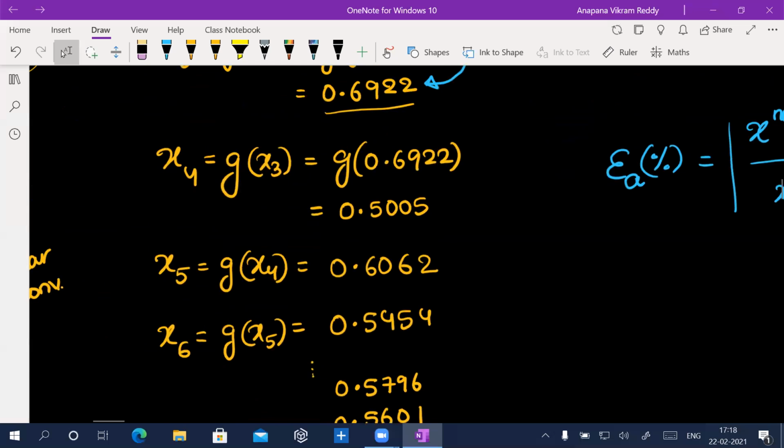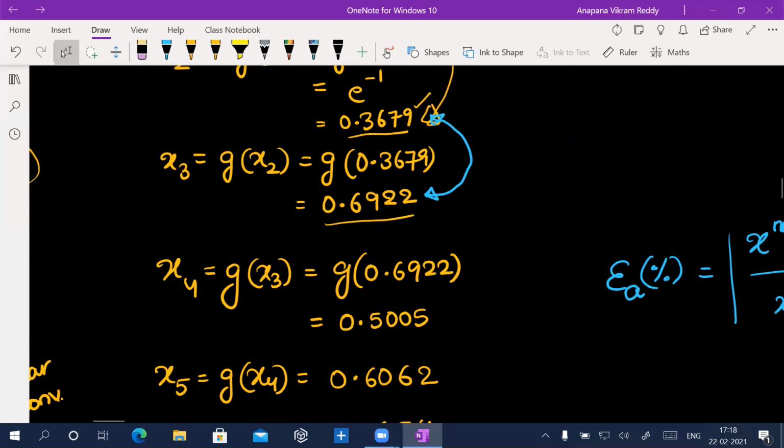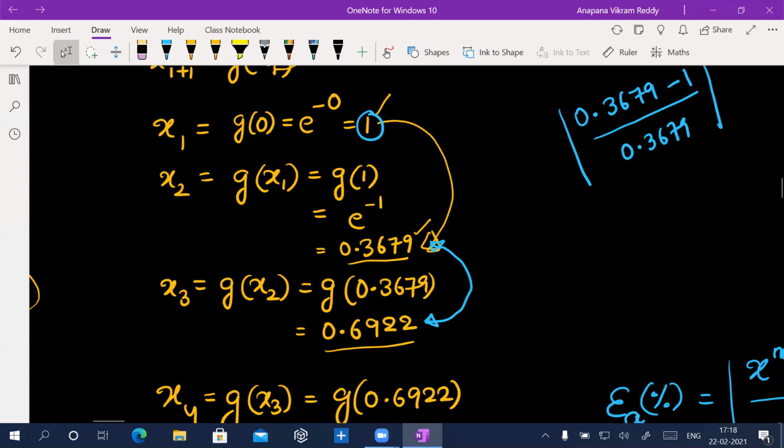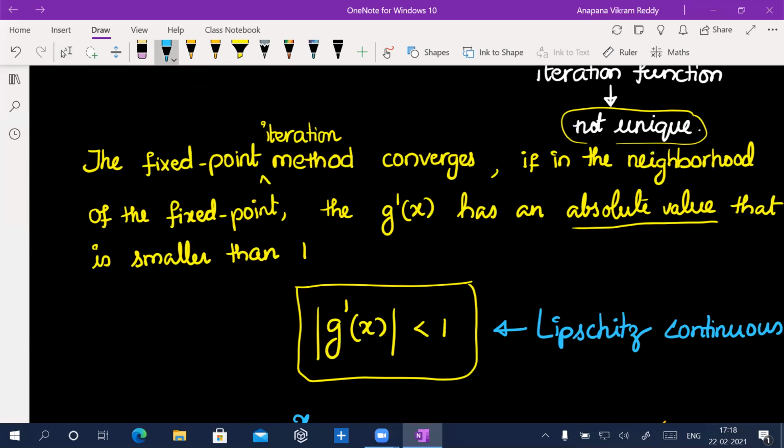Now we will try to justify this particular statement. The fixed point iteration method converges if, in the neighborhood of the fixed point, the first derivative of the iteration function has an absolute value that is smaller than 1. So the absolute value of the slope, whatever you find near the fixed point, must always be less than 1. Then you can choose that g of x, so that the fixed point iteration method with that g of x will converge.